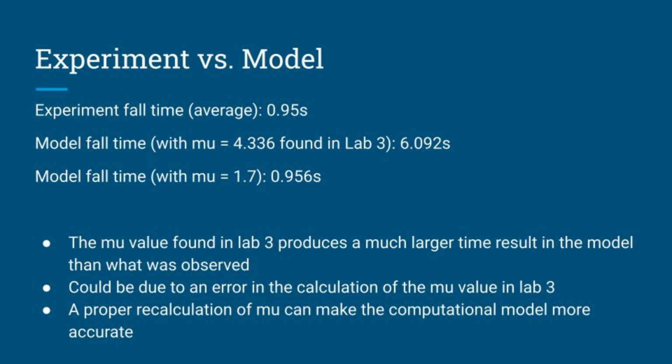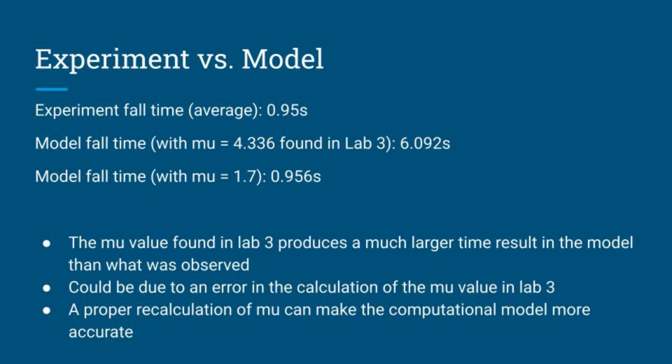The experiment fall time was 0.95 seconds. The model fall time with mu equal to 4.336 equals 6.092 seconds, and the model fall time with mu equal to 1.7 equals 0.956 seconds.